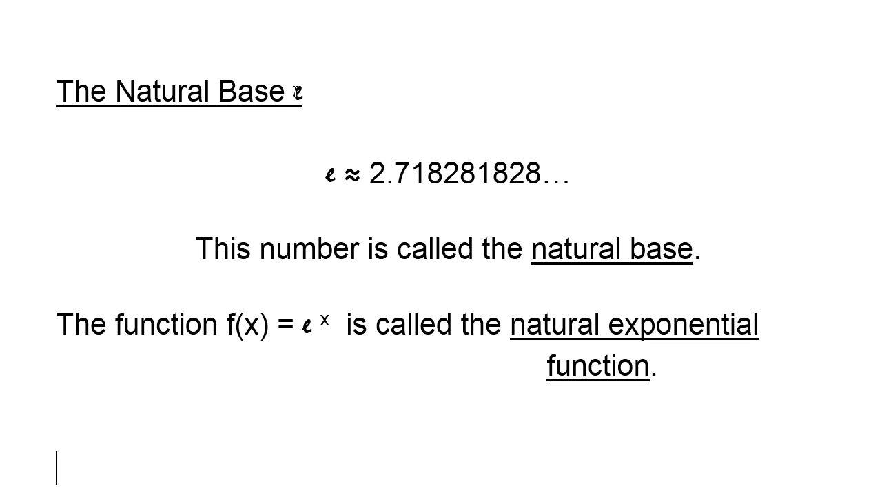Now there's a special number called e that's often used in banking and in science when we talk about decay and growth. And the number e is kind of like the number pi. It's a special number. It's a non-ending, non-repeating decimal. It's an irrational number. E is approximately 2.7. This number is called the natural base. So we can take a look at the exponential function using e as the base, and it's called the natural exponential function.